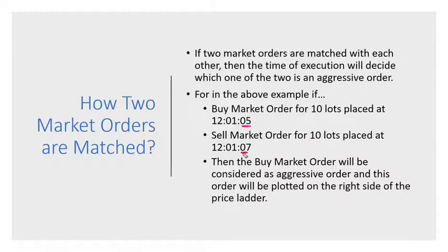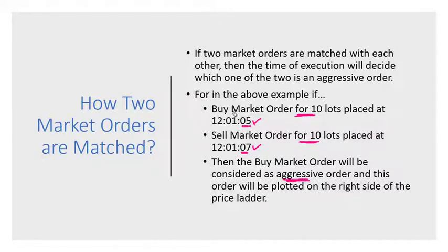So this is in milliseconds, all right? Like this is not even in seconds. This is in milliseconds, all right? So within that fraction of a second, 10 lots of buy orders and 10 lots of sell orders, both at market, come into the exchange. Okay. They get executed against each other. But the timestamp while placing the order, this order has 12.01.05. This has 12.01.07. So the one that is placed earlier will be considered as the aggressive order.